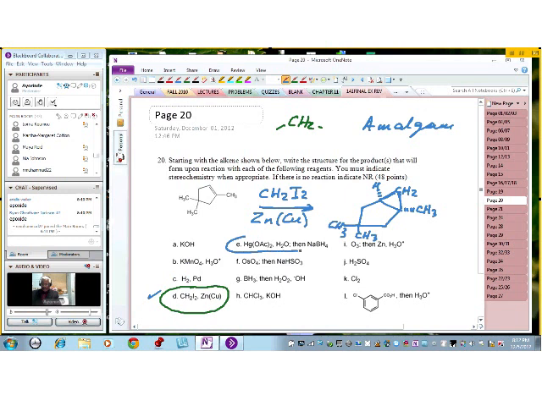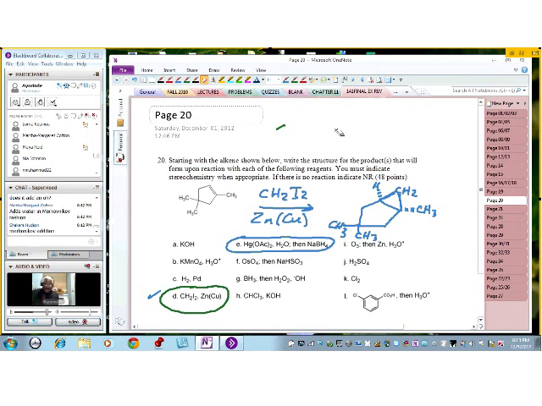How about E? Like I say, I'm hoping this is just a review to all of you because you need to know what those reagents do. What does this reagent do? Anybody has an idea? What does it do? You have to be very specific. Add water in a Markovnikov fashion. Okay, so that is hydration.